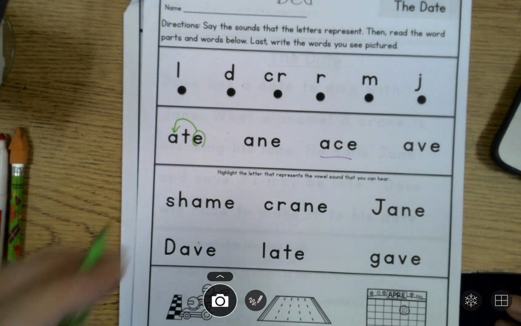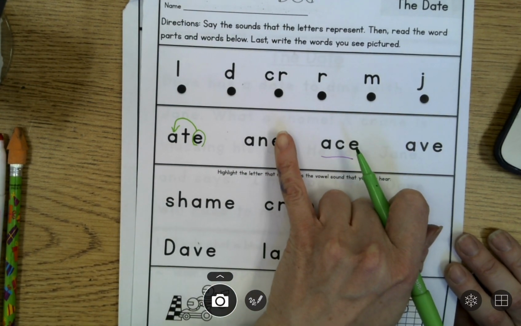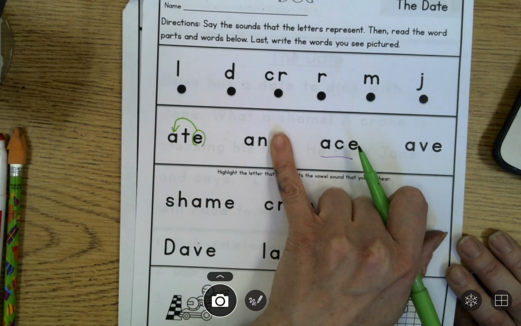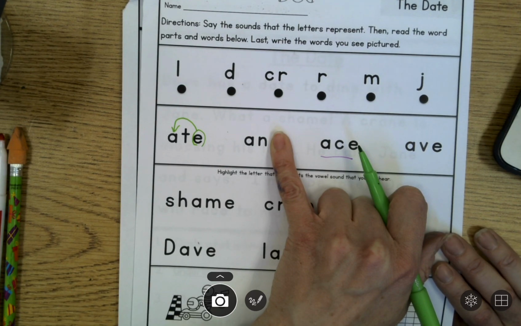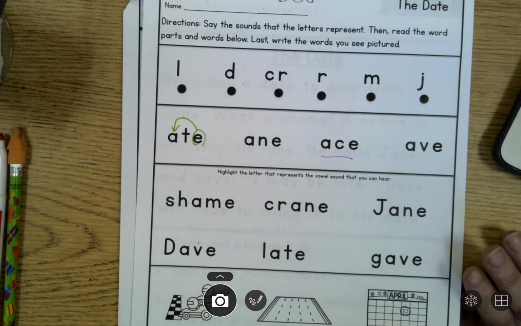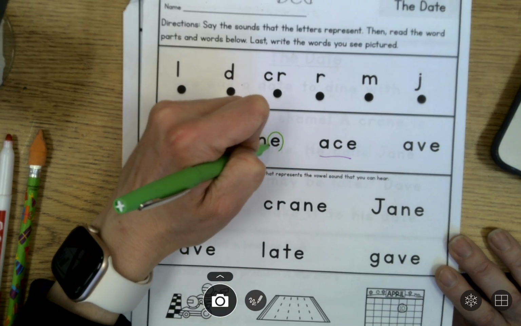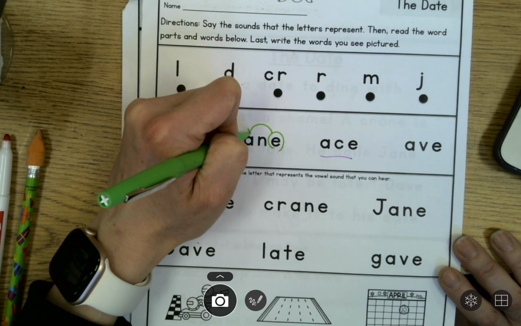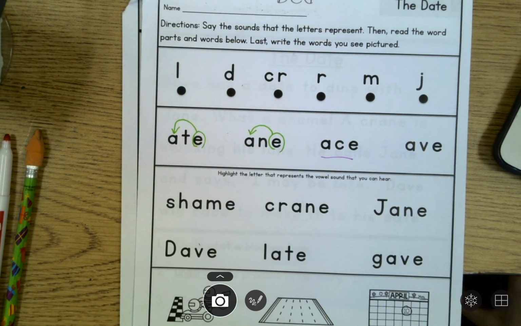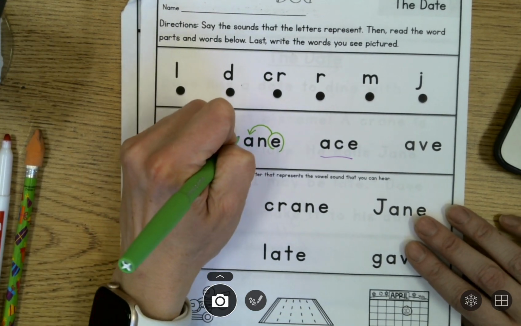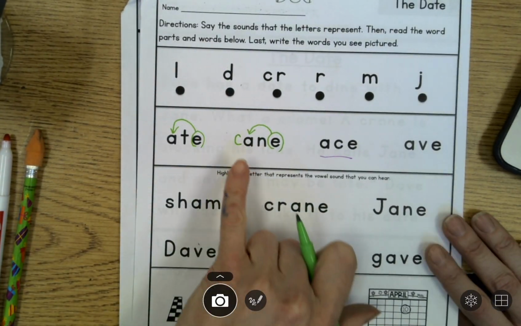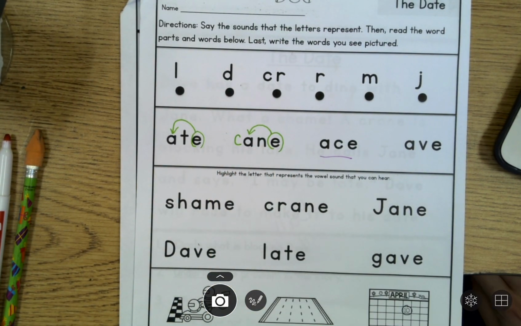Okay. What about here? If we covered up the E, it would be "an," but we have that magic E. So the E is going to tell the A to say its name. Ane. Do you hear the A in that? Ane. So if I put a C in the front of this, it would be cane.